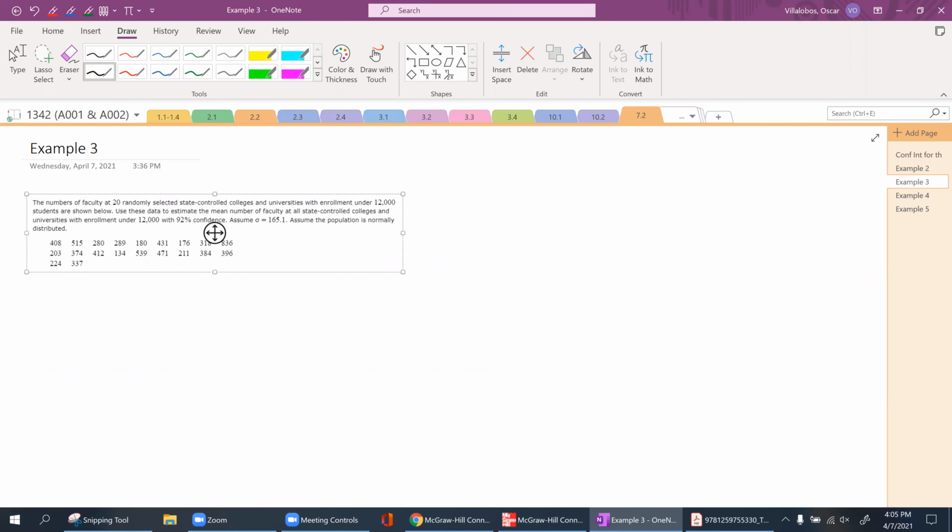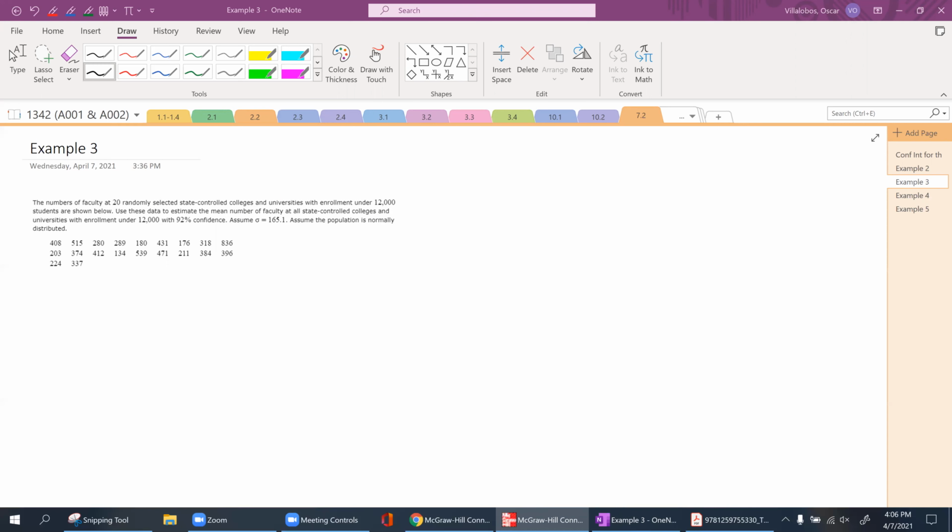Okay, now let's go ahead and have a different type of problem you may find. The number of faculty at 20 randomly selected state-controlled colleges and universities with enrollment under 12K students are shown below. Use this data to estimate the mean number of faculty in all the state-controlled colleges and universities with enrollment under 12,000 with a 92% confidence. Assume that your sigma, your standard deviation, is 165.1. Assume that the population is normally distributed.